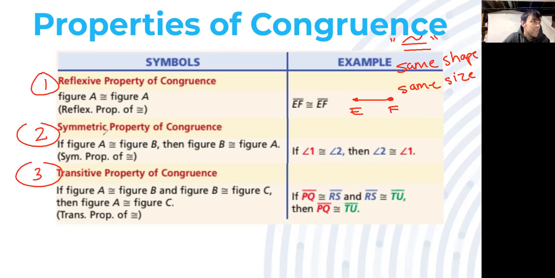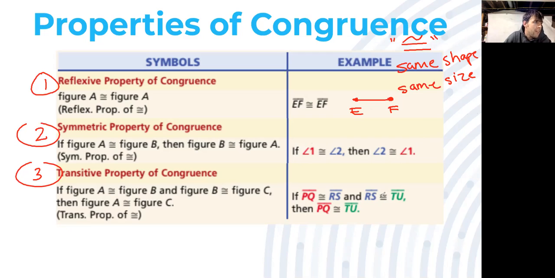Something called the symmetric property of congruence. So if you have 2 angles, if angle 1 is congruent to angle 2, you can flip that. It doesn't matter the order. You can say angle 2 is congruent to angle 1. Seems silly, but it's true, right? If they're the same size and shape, it doesn't matter which side of the congruent sign it's on.